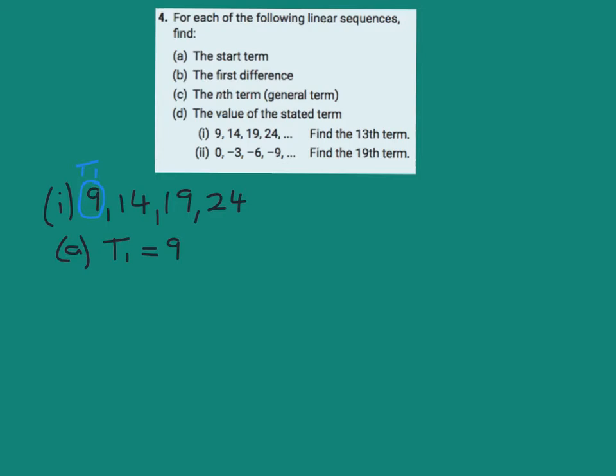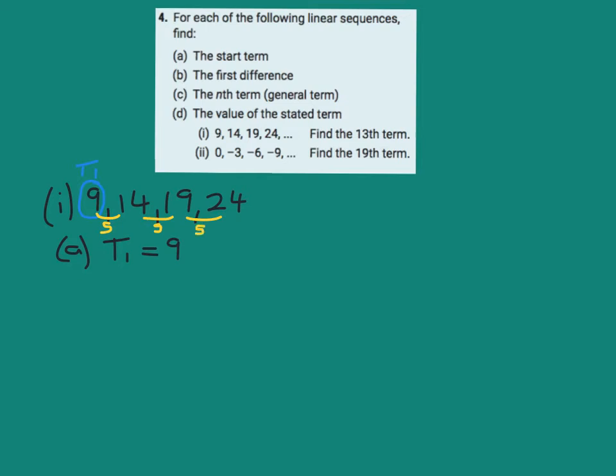That's our start term. Now the first difference, remember we did this in the video, is going to be the difference between, I would have called it the common difference. We'll use first difference a little bit more when we're looking at quadratic sequences. So that's the difference between each of the numbers. The difference between 9 and 14 is 5. The difference between 14 and 19 is 5. And the difference between 19 and 24 is 5.